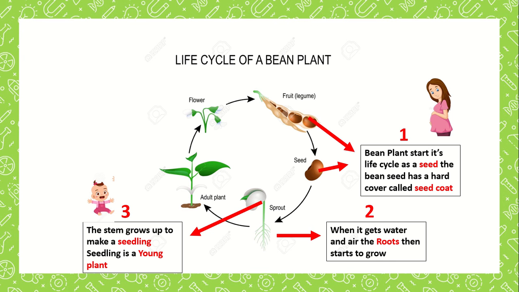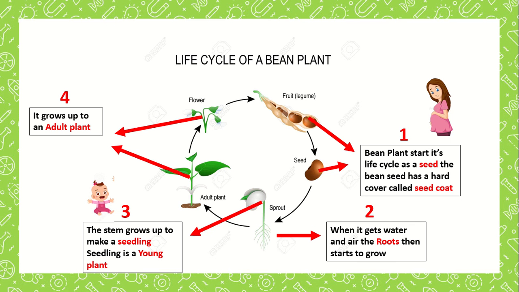Number three is when the baby comes out from the mother. It's the same as the plant. The stem grows up to make a seedling. A seedling is when the stem grows up and starts to make a what? A seedling. A seedling is the young plant. We call it a young plant, just as we call the baby young. So the stem grows up to make a seedling, and the seedling is a young plant.